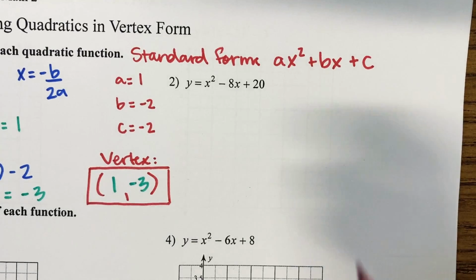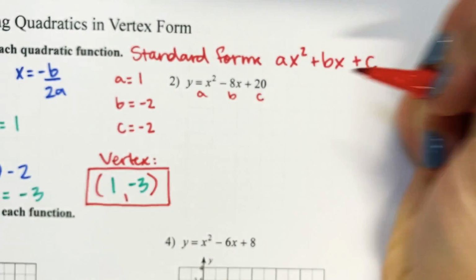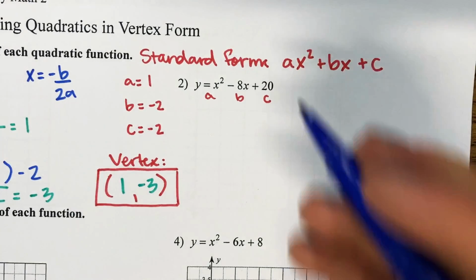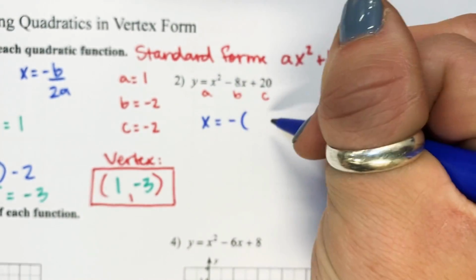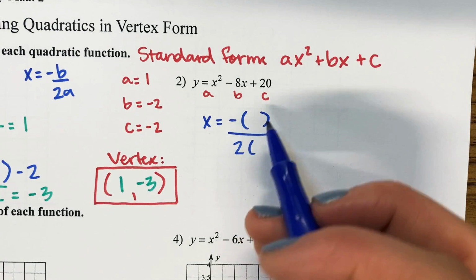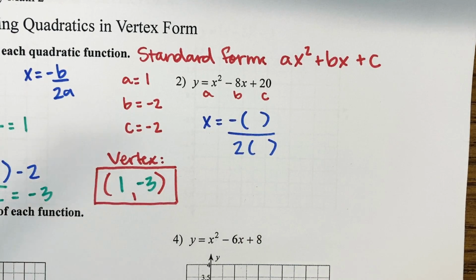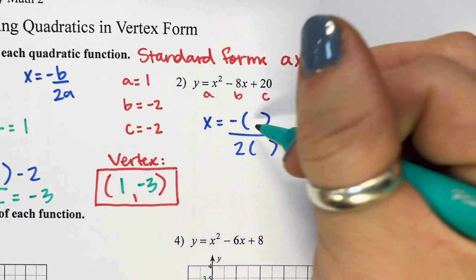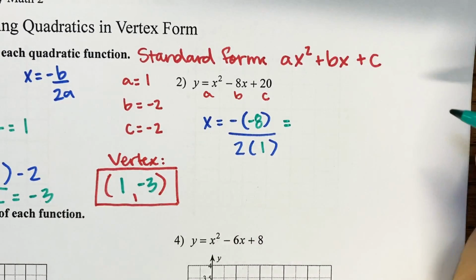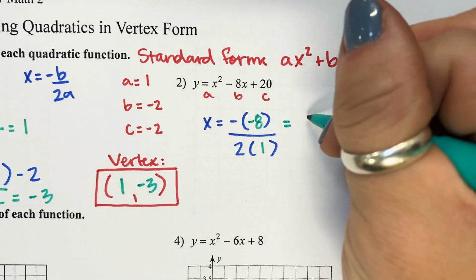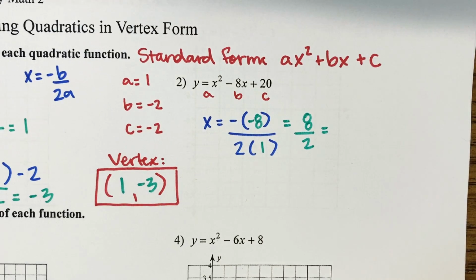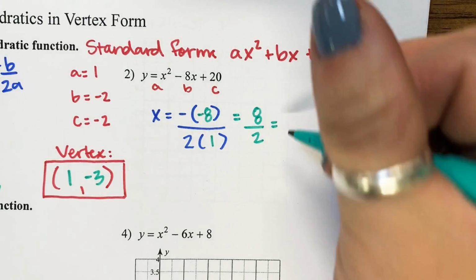Number 2. A, B, and C. We don't need to write it out. We'll just plug it into our mini formula. X is equal to -b over 2 times a. My b goes on top. What is my b? My b is -8. 2 times a on bottom. What's my a? 1. On top I have a double negative again, so that turns into a +8. 2 times 1 is 2. What is 8 divided by 2? We get 4.